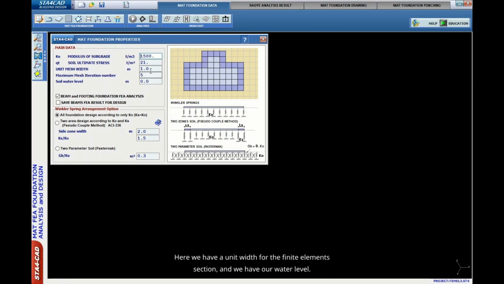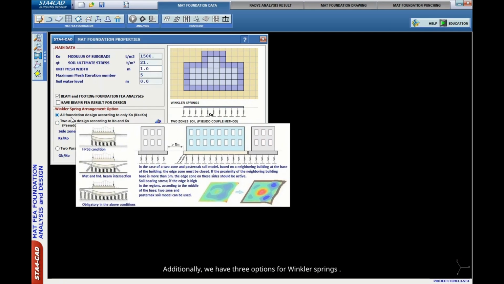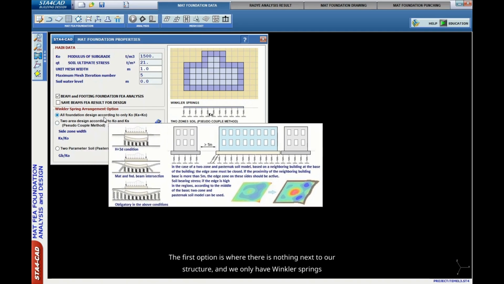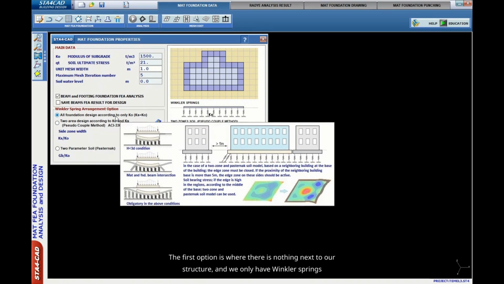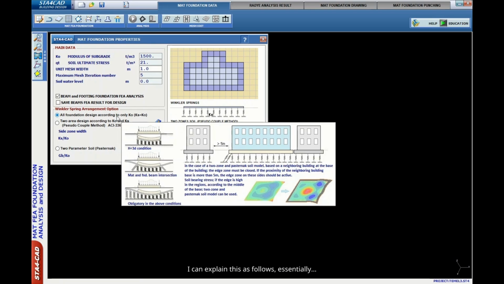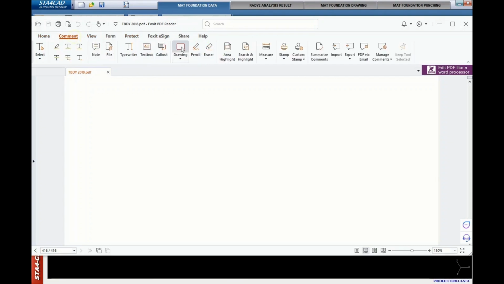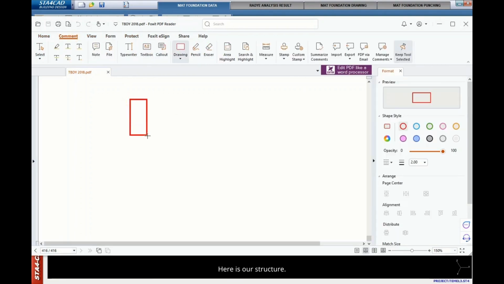Here we have a unit width for the finite element section, and we have our water level. Additionally, we have three options for Winkler springs. So what do these mean? The first option is where there is nothing next to our structure, and we only have Winkler springs symmetrically beneath it. I can explain this as follows. Essentially, here is our structure. This is our foundation.